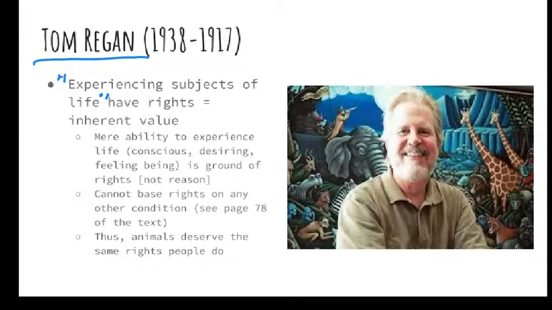John Locke argued that the dignity of humanity came from God. So different philosophers have different ideas of where our dignity comes from. And sometimes that dignity is what ensures our rights. But Tom Regan argued that the mere ability to experience life, as a conscious, desiring, feeling being, is the ground of rights, not reason. And he says we cannot base rights on any other condition. And this is what he argues on page 78. I'm going to read it to you. I think it's really interesting.